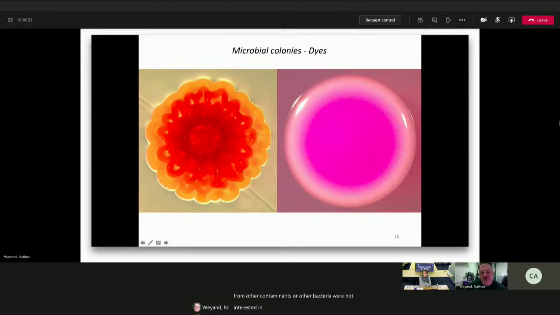In this example, I have two colonies that were grown on the same type of media that has a dye in it. The bacteria are taking the dye up differently than one another. The plates normally look pink, and this colony looks very pink, but this one is red. This dye is sensitive to pH, and they're interacting with the dye differently.